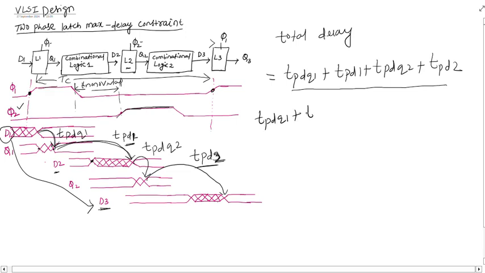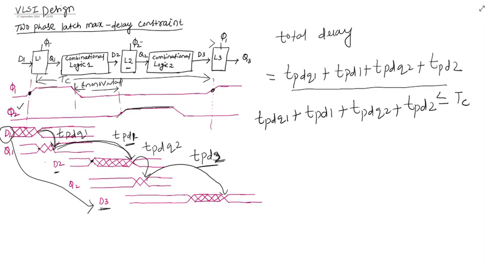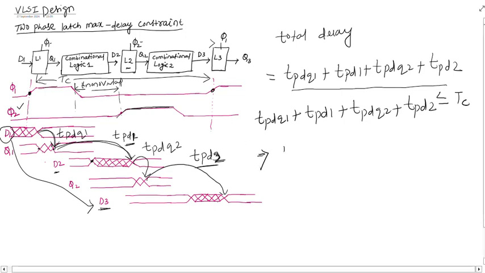TPDQ1 plus TPD1 plus TPDQ2 plus TPD2 should be less than or equal to the clock cycle. Equal to means that is the extreme delay that can be given to the circuit so that the output will be correct, but the delay must be less than Tc. Then we write TPD1 plus TPD2 should be less than Tc minus (TPDQ1 plus TPDQ2).